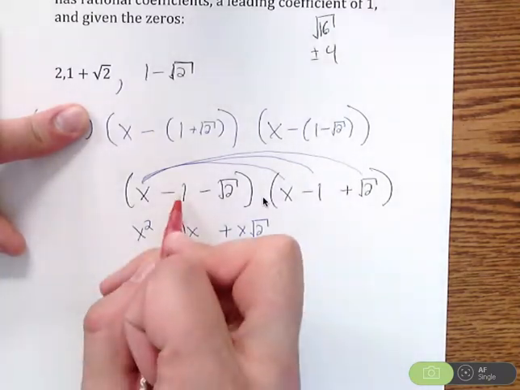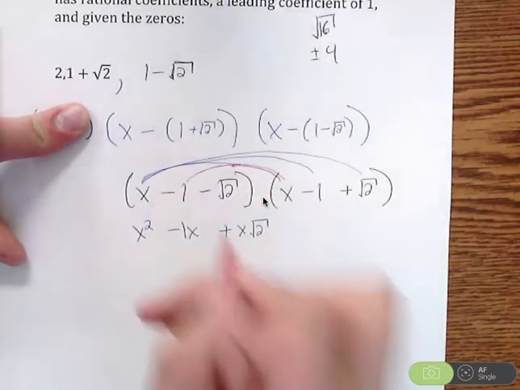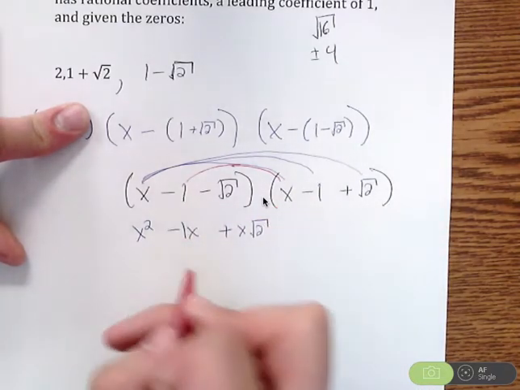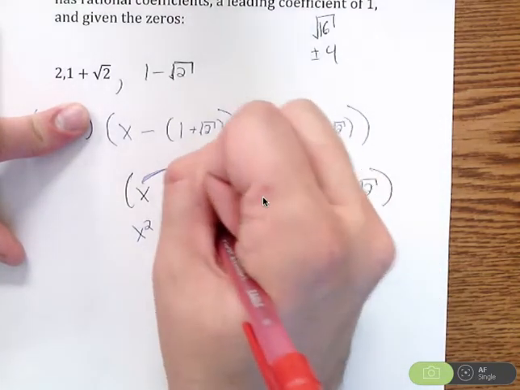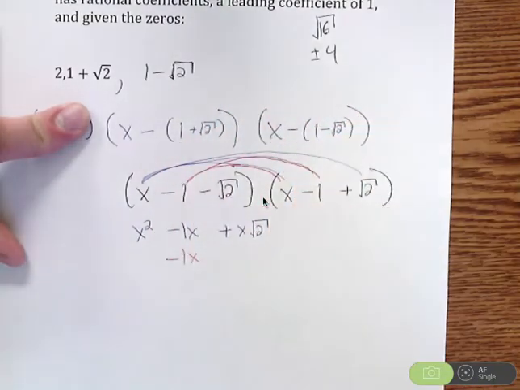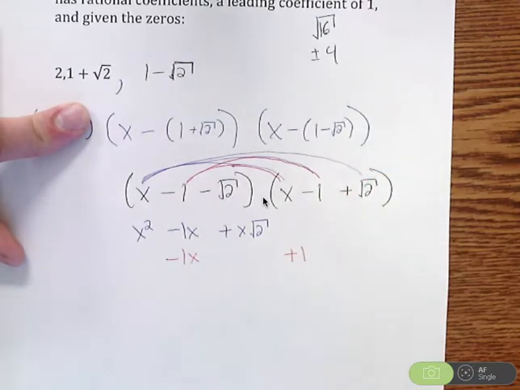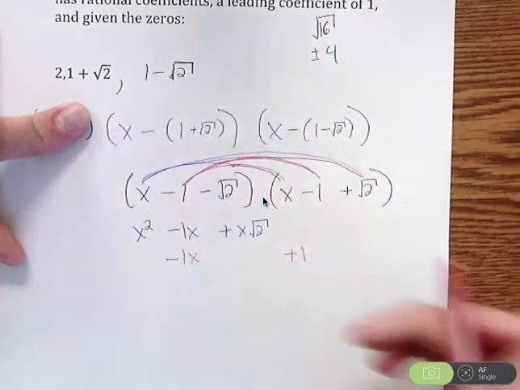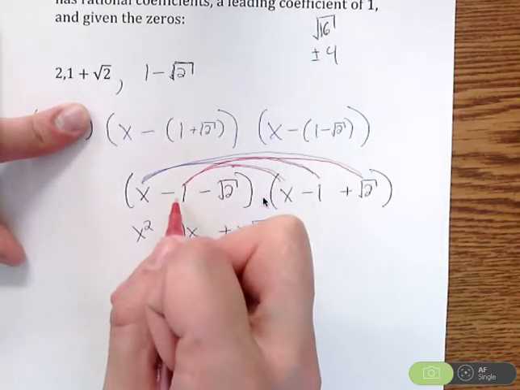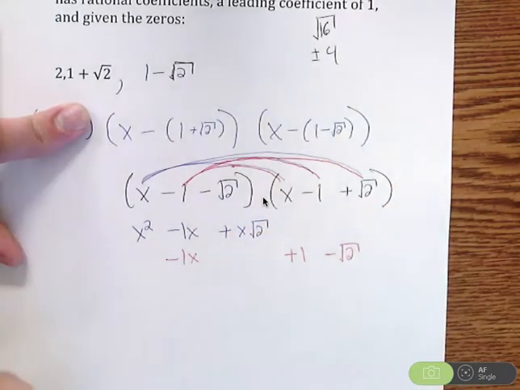Next, I'm going to take this negative 1 and distribute it through. So negative 1 times x is negative 1x. I'm going to line it up with my plain old x over here. And then negative 1 times negative 1 is positive 1. I'm going to line that up down here, plus 1. And then negative 1 times a positive square root of 2 is a negative square root of 2.